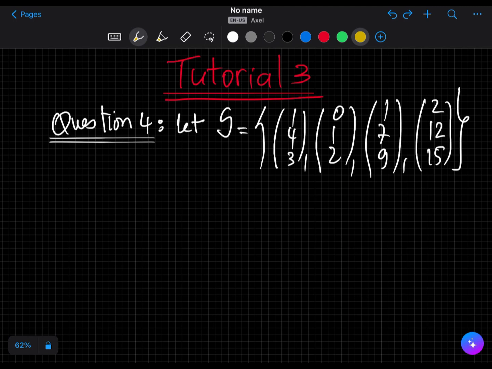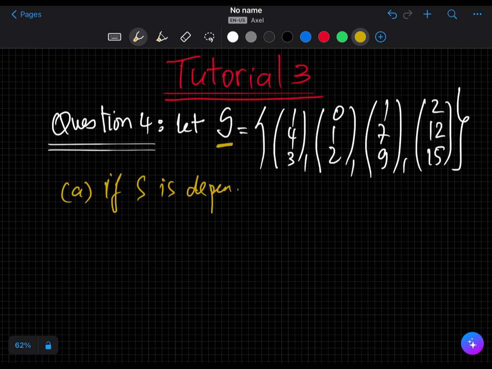Now, in this question 4, you are given a set, and the first question you are asked is to answer if S is dependent or independent. Okay, so to do that, we need to first define what we have seen in the lecture videos.